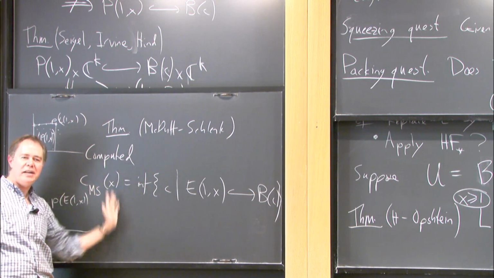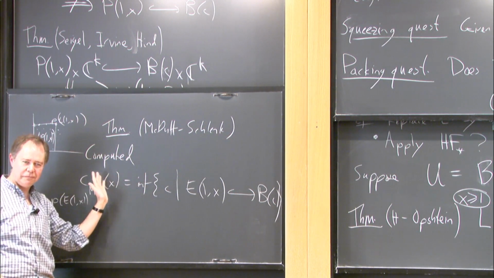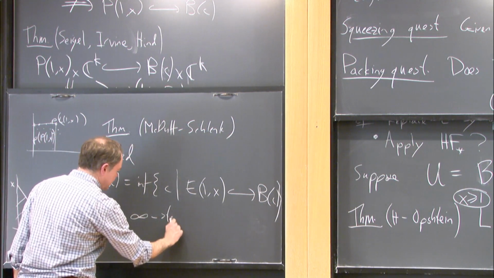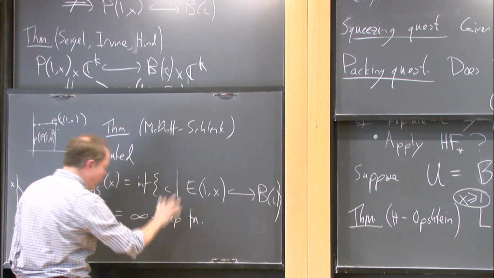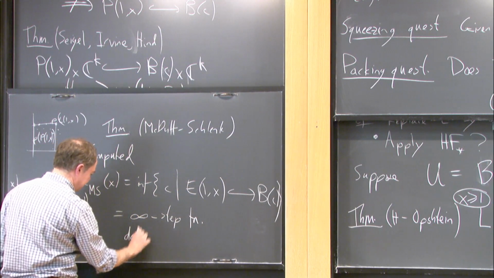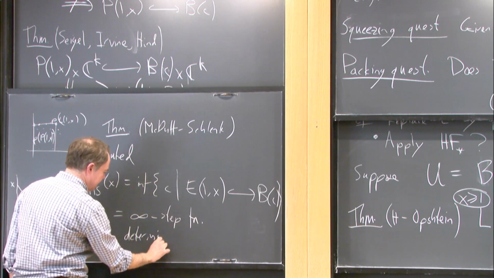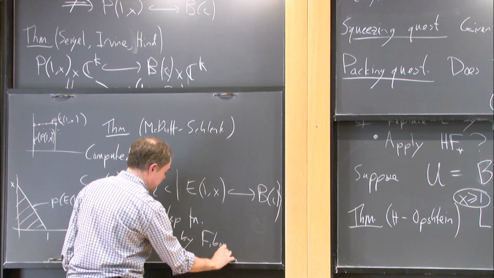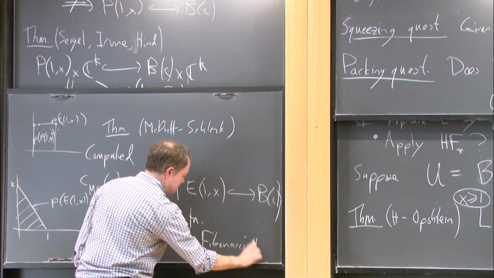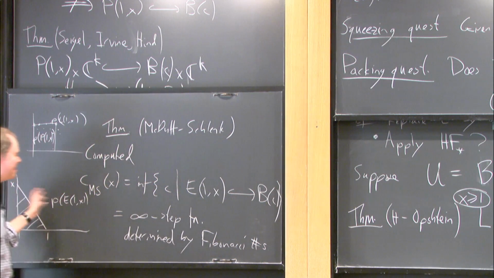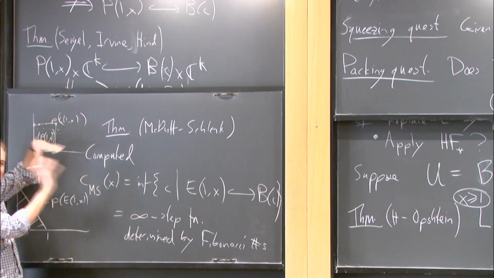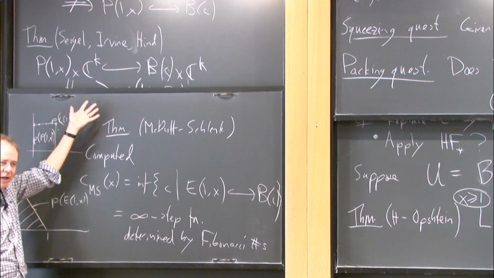So they worked this out, and at least the first part of it is an infinite step function. So it's very complicated. Part of it is determined by the Fibonacci numbers. These questions can be very awkward in dimension 4, but somehow, if you're just interested in Lagrangians, it's fine.